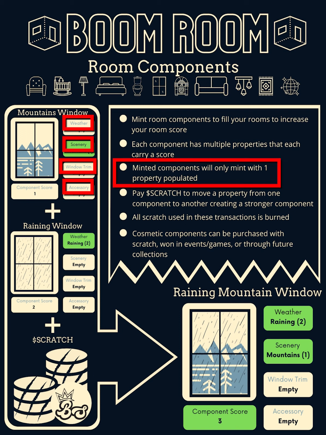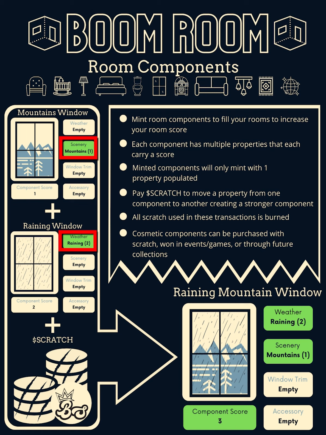Minted components will only populate with 1 property slot already filled with a trait. In this example, the first trait in question for our fixed window is mountains in the scenery property. It is a common trait, therefore worth only 1 point. The second fixed window component has the weather property of raining as the trait. It is an uncommon trait, worth 2 points. These 2 components can be combined and upgraded because they are of the same category, a fixed window component.